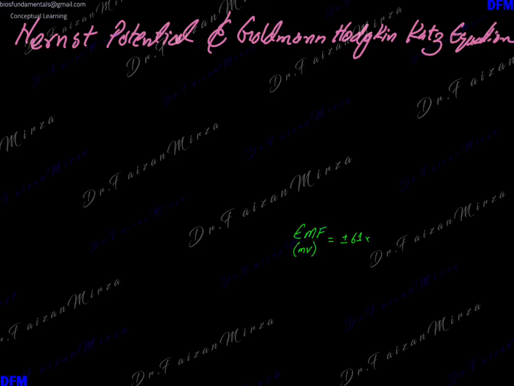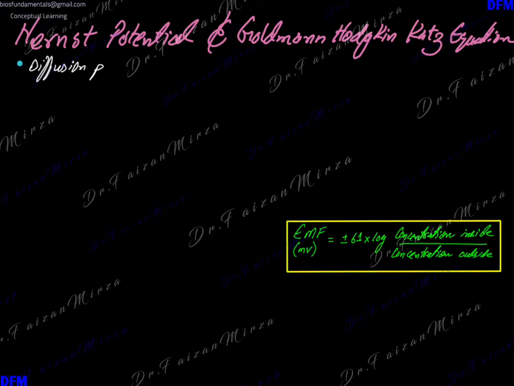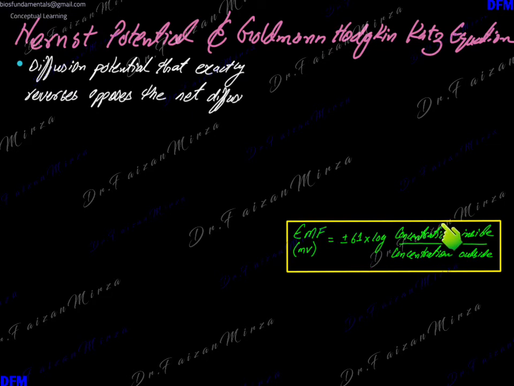EMF can be measured in millivolts. The equation for calculating EMF in a certain cell is EMF equals plus minus 61 multiplied by log of concentration inside upon concentration outside. You take the log once only.